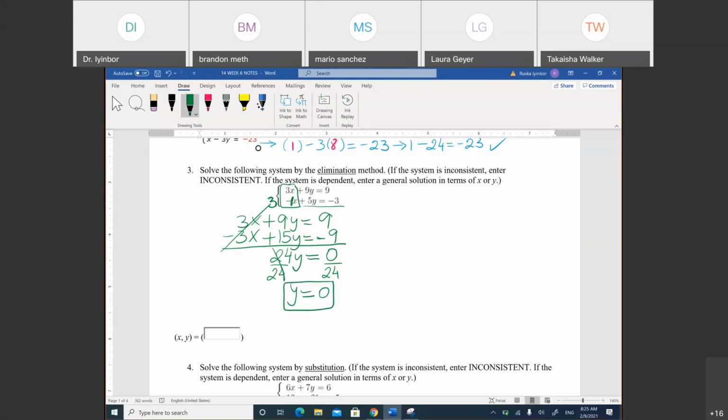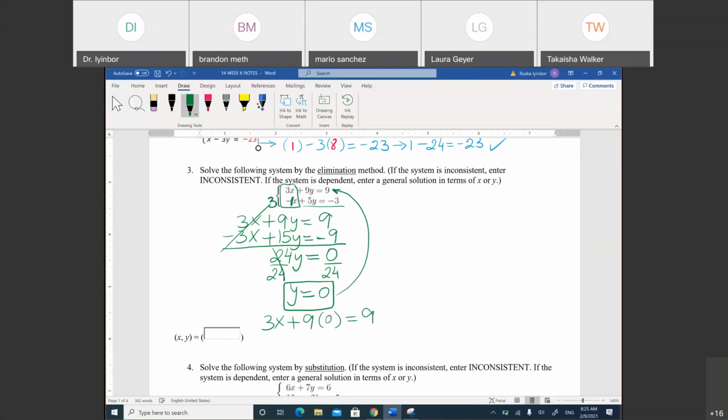Now I have to find x. How do you do that? You can do it two ways. You can cancel the y, eliminate the y, and you're going to find x. Or if it's a whole number, especially 0, it's a good number to plug in. So if you get a good number like y equals 0 or y equals a whole number like 5, 3, whatever it is, you can plug it into one of the equations. I'm going to use the first one. We have 3x plus 9 times, I'm going to plug it in, y is 0, equals 9.